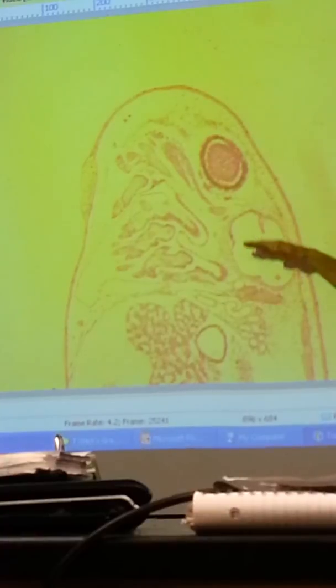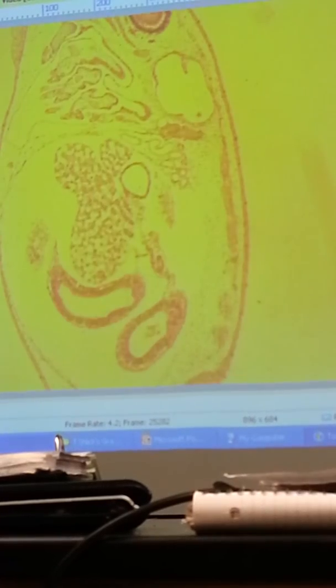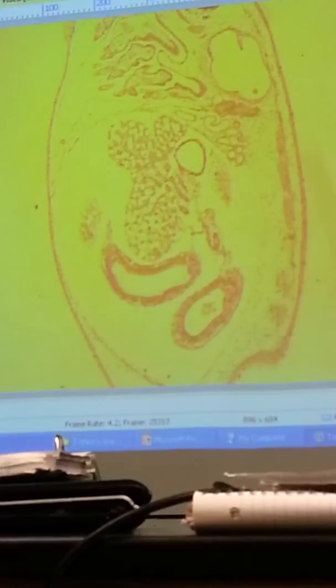Now going back to this little organism, I'm going to see if I can move this thing around a little bit. Well, there's something that I can talk about, but I'm going to go to a different slice first.